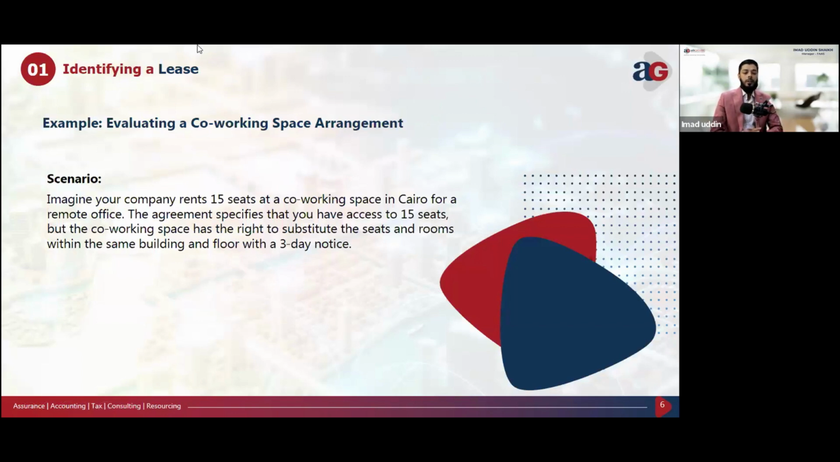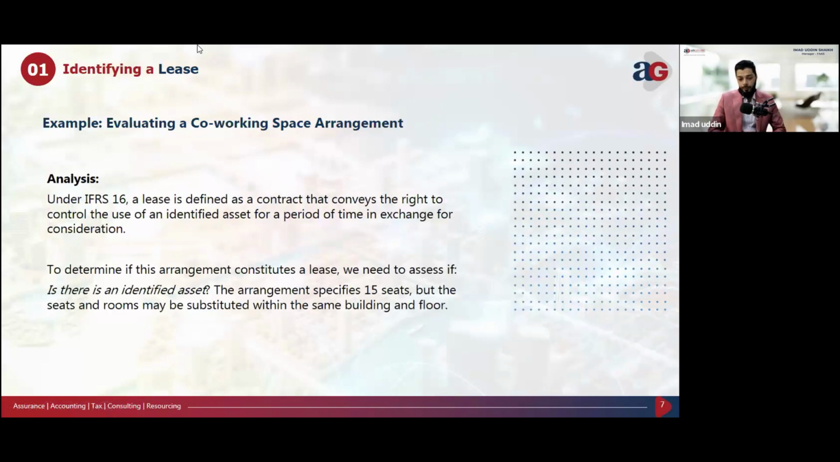All right. So as already explained, because there is a substitution right for those seats, we say that we do not have an identified asset under this arrangement. Again, we are talking about two different things here. We have to have an identified asset and we have to have control.